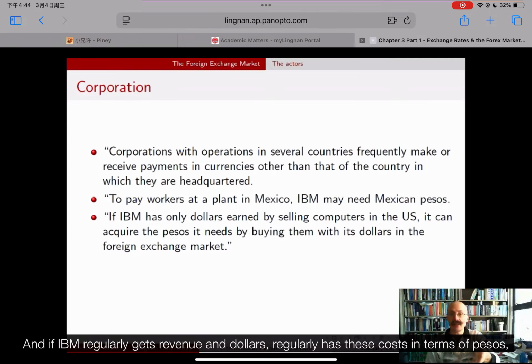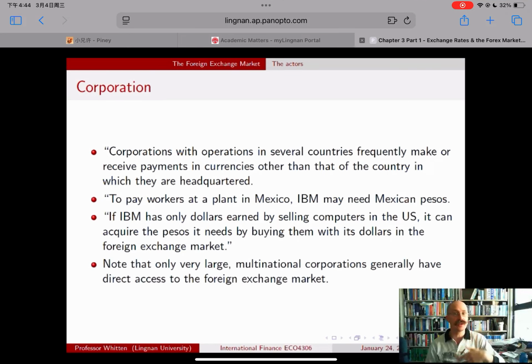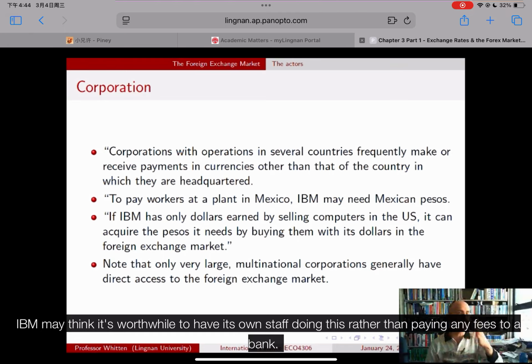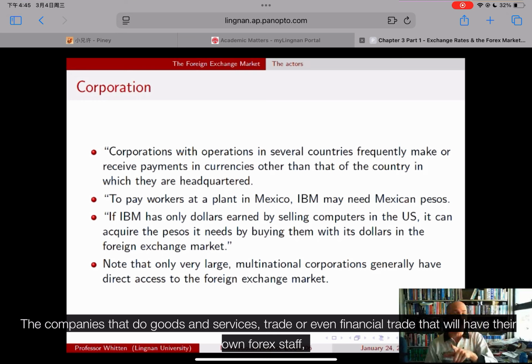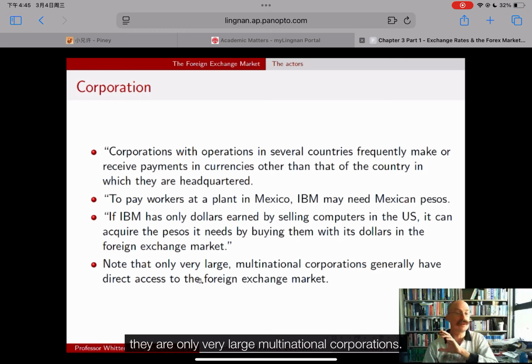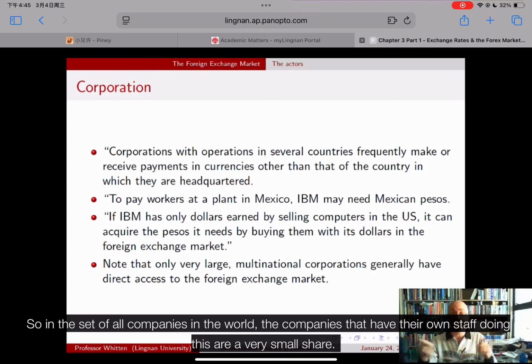And if IBM regularly gets revenue in dollars, regularly has these costs in terms of pesos, IBM may think it's worthwhile to have its own staff doing this rather than paying any fees to a bank. The companies that do goods and services trade, or even financial trade, that will have their own Forex staff, are only very large multinational corporations. So in the set of all companies in the world, the companies that have their own staff doing this are a very small share.